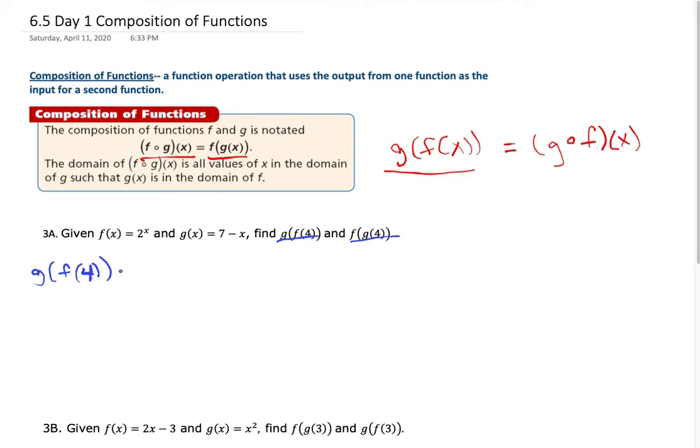So what that means is you start with the inside here and look at f of 4. We're going to find what f of 4 is, and whatever that is, we're going to put into g. So let's start with the f of 4. So here's my f function. So I'm going to put in a 4. So I have 2 to the 4th, which is 16. So f of 4 is 16. So now I have g of 16. So I'm going to put 16 in for the x in the g function, and I get -9.